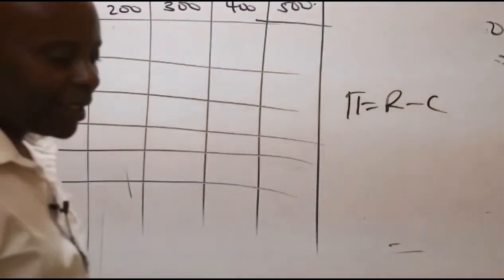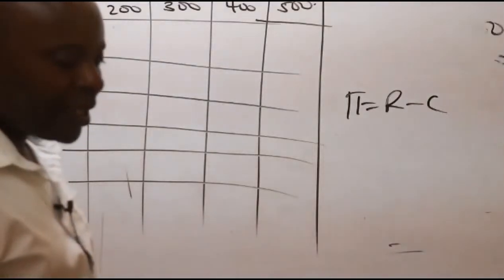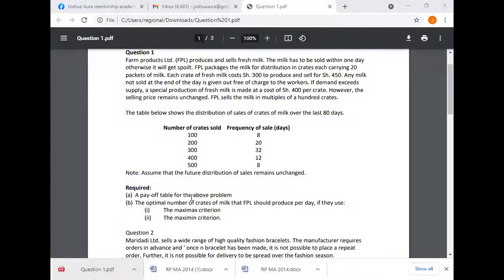You can see the idea that Njeri has brought here. Njeri tells us, ladies and gentlemen, that in this particular scenario, the examiner has made sure that we do not disappoint anybody. That every time we shall be able to meet whatever demand. If demand is more, we shall be able to produce the excess at a higher cost. And we are told here, the milk has to be sold within 1 day, otherwise it will get spoiled.